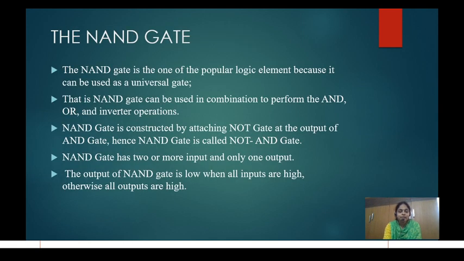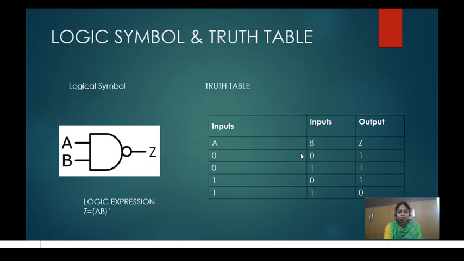Coming to the NAND gate. The NAND gate is the combination of AND and NOT gate, so it is opposite to the AND gate operation. Whatever inputs you give, the output will be the opposite of the AND gate. Coming to the truth table, here there are 4 combinations. Why? Because this is a 2 input NAND gate, and the output will be low when both the inputs are high. The truth table is also the inversion of the AND truth table.